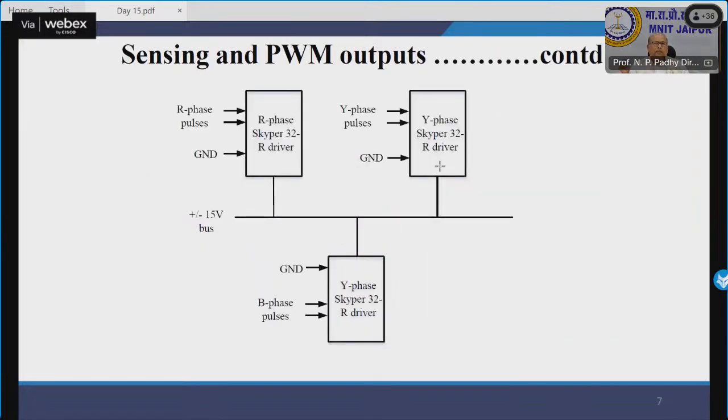Now, sensing the PWM outputs, we can have a bus, and then you can see the R phase, Y phase, and B phase. First of all, try to understand: the R phase and Y phase pulses that you received in the previous diagram can be injected to your SKiiP nodes, okay? And then you can have a DC bus, which is my plus or minus 15 volt bus.